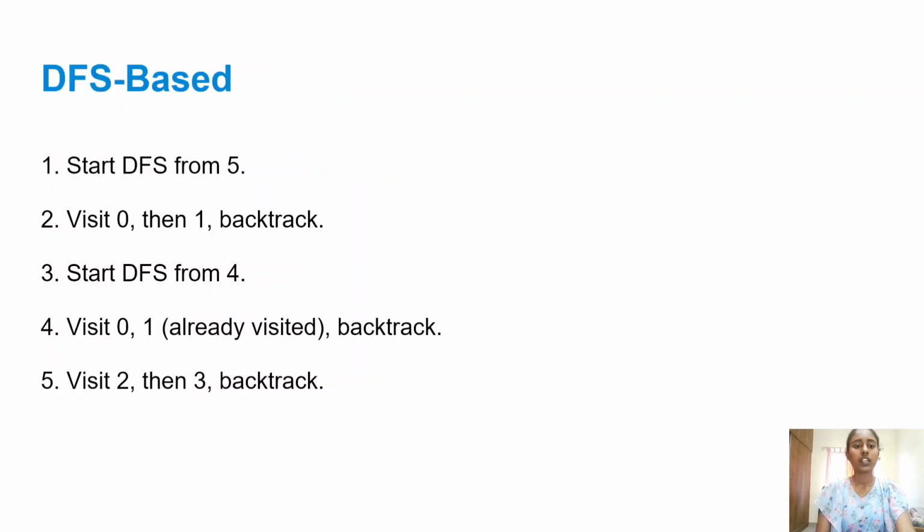When we take depth first search, first start DFS from 5, then visit 0, then 1, then backtrack. Start DFS from 4, then visit 0 and 1, which are already visited, then backtrack. Then visit 2, then 3 and backtrack. Like this the DFS will be performed.